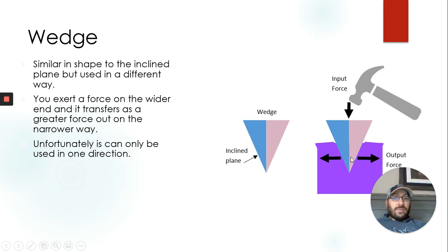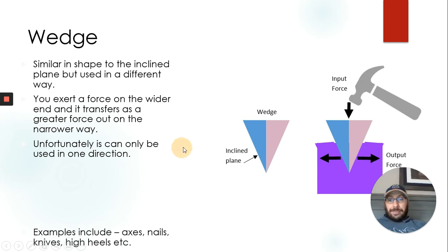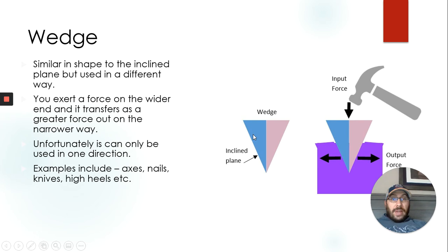If you were to take this wedge and flip it upside down and try to bash onto the pointy end, that wedge isn't going to go anywhere. You're not going to do anything. You'll probably damage the wedge or damage your hammer. Examples include axes, so chopping wood, nails when you're putting a nail into a board, knives, and high heels. Believe it or not, high heels, they're essentially wedges.